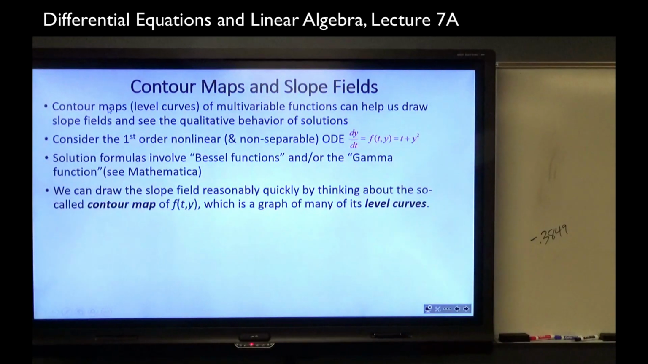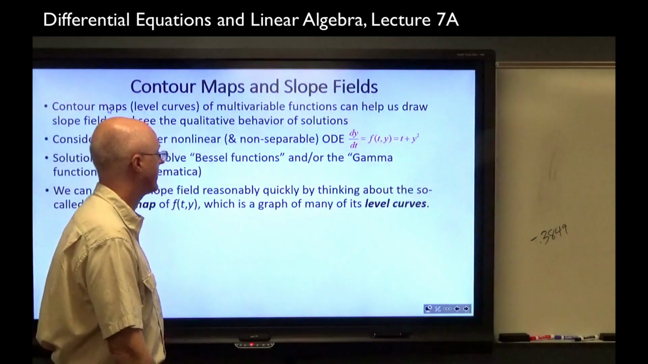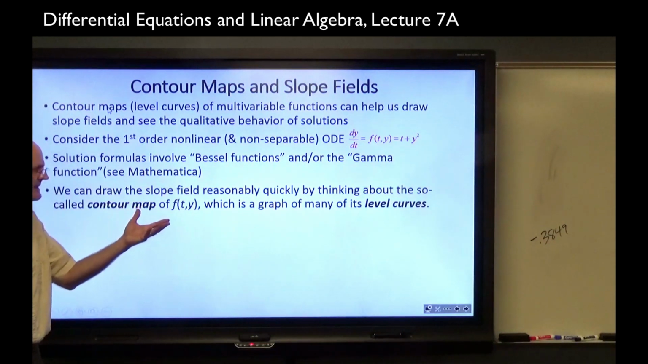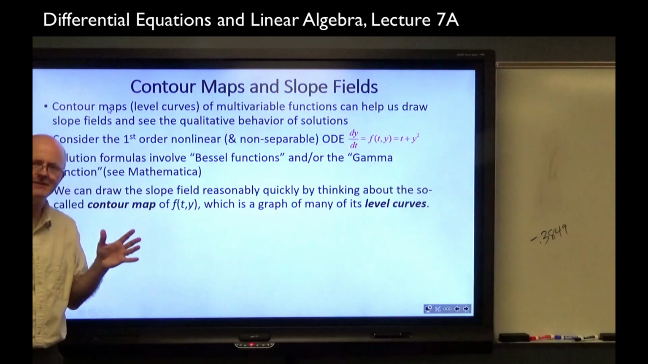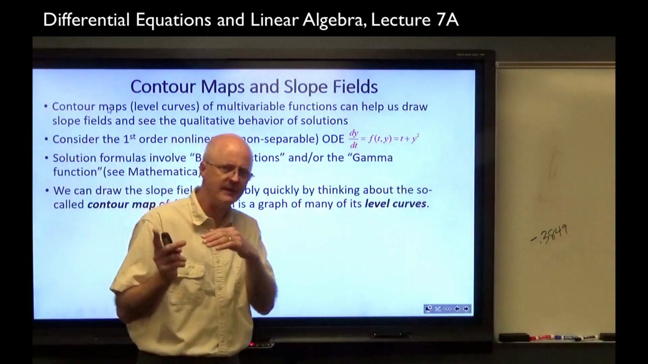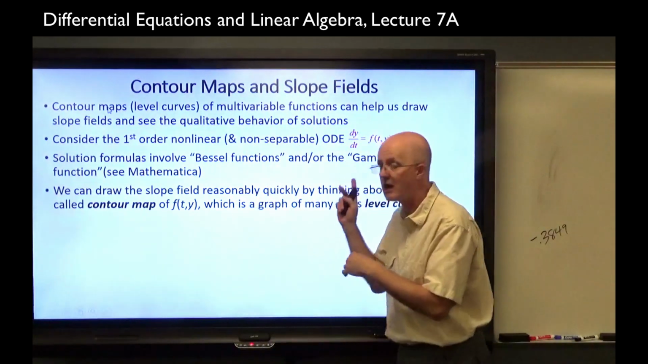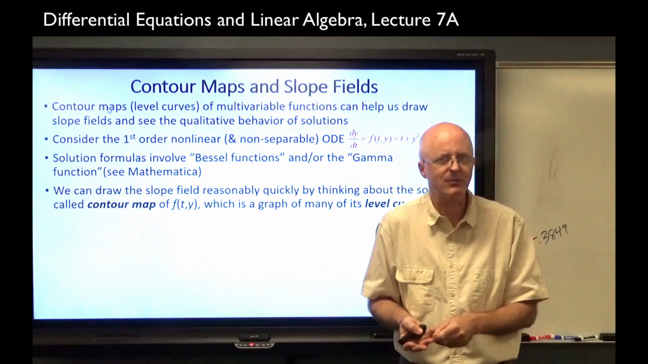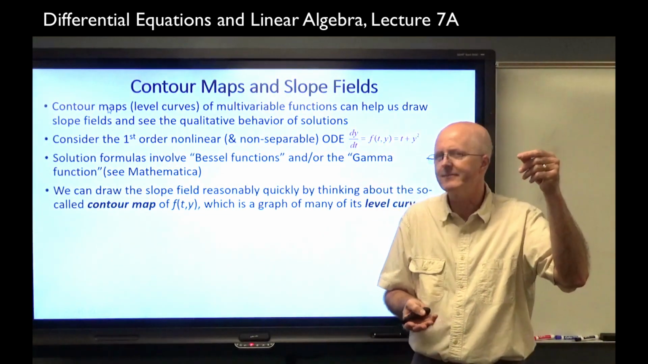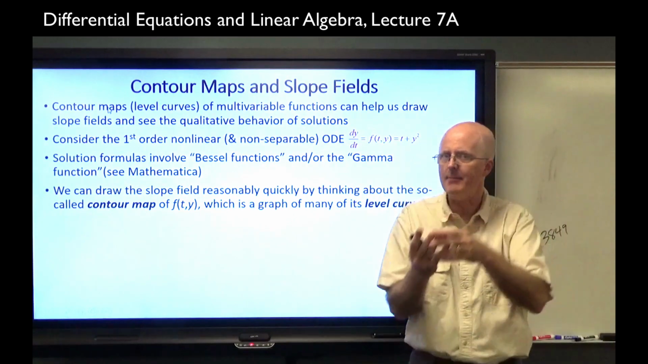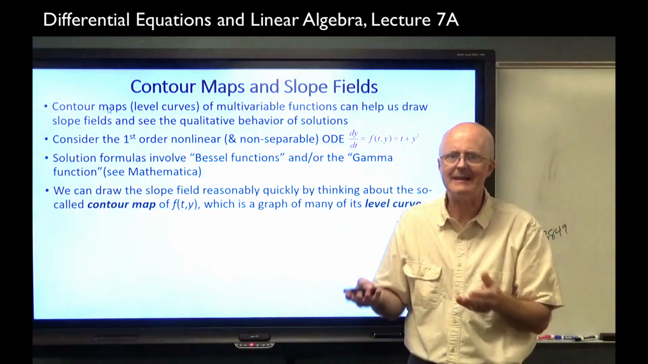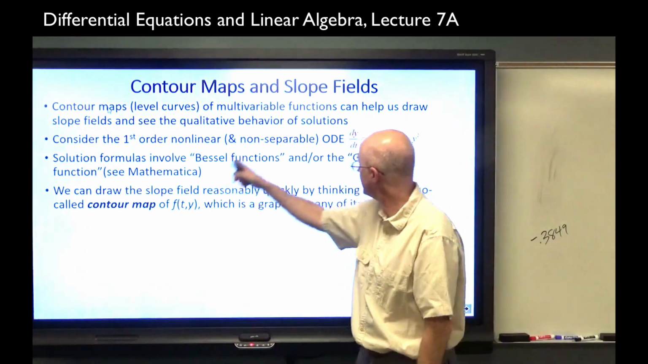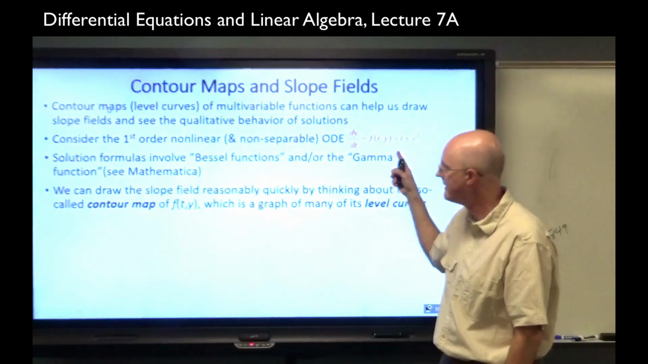We can draw the slope field reasonably quickly by thinking about this contour map of this right-hand side function, which is a graph of many of its level curves. Now realize something, we're doing something different here than the previous example, besides the fact that this is non-autonomous. In the previous example, we graphed a level curve of a capital F function, which was different than little f. The little f was the right-hand side of the differential equation. The capital F was a function related to the implicit solution. Here I am talking literally about the little f, the right-hand side function right there, t plus y squared.